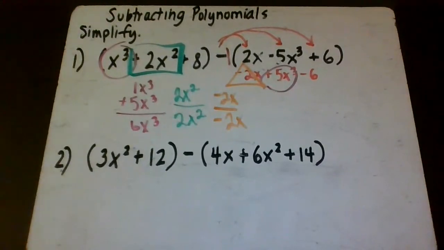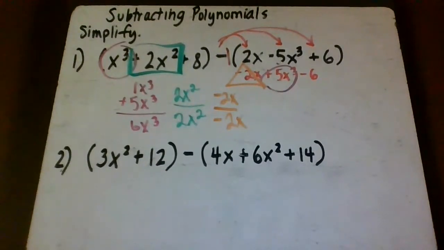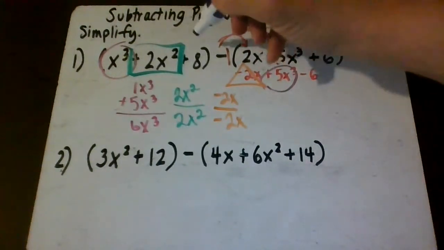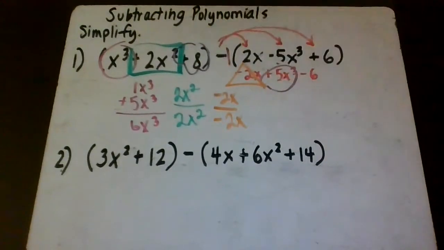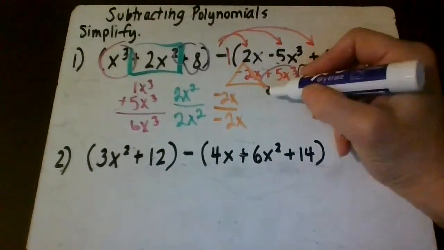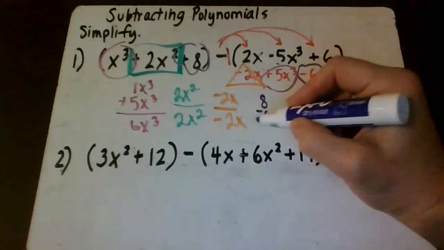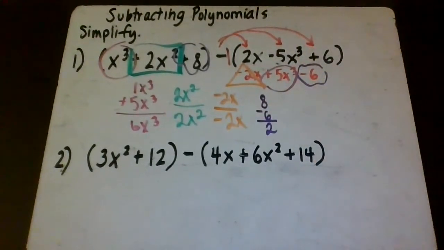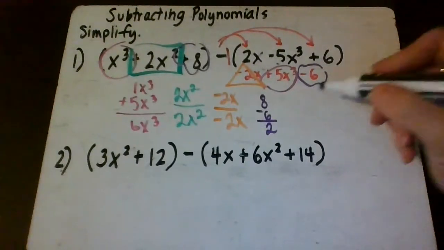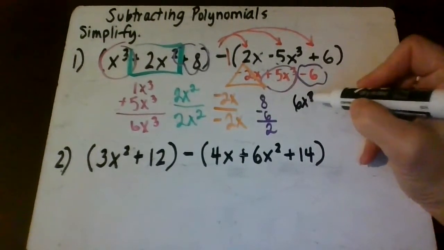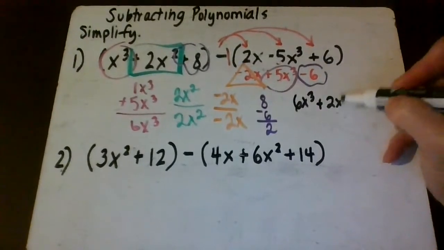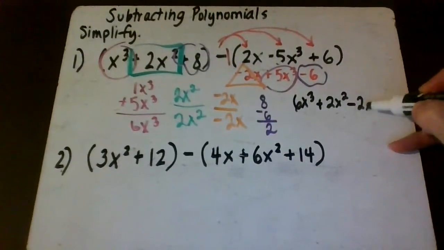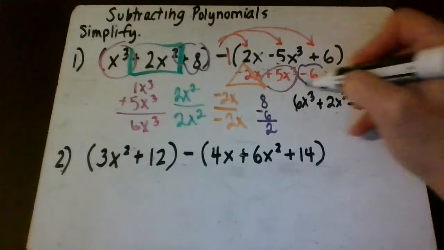And then last but not least, I'm going to collect my constants. If I can get my marker open. All right, here we go. And I have, let's put a bubble around it, 8 minus 6. So 8 minus 6 is 2. Now, of course, it has to be written in standard form. So I would have 6x to the third plus 2x squared minus 2x plus 2.